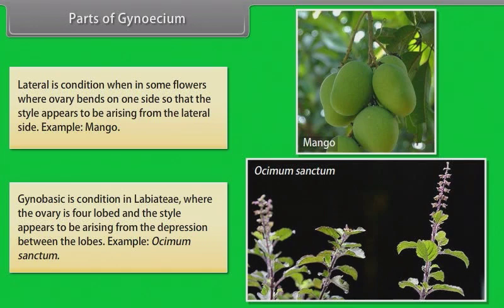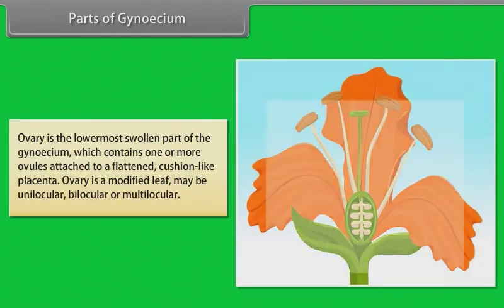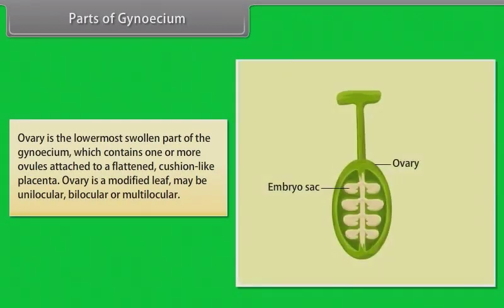Example: Ocimum sanctum. Ovary is the lowermost swollen part of the gynoecium, which contains 1 or more ovules attached to a flattened, cushion-like placenta. Ovary is a modified leaf, may be unilocular, bilocular, or multilocular.